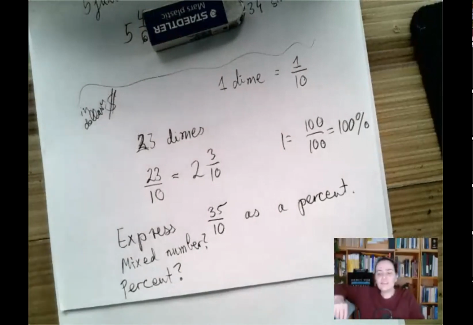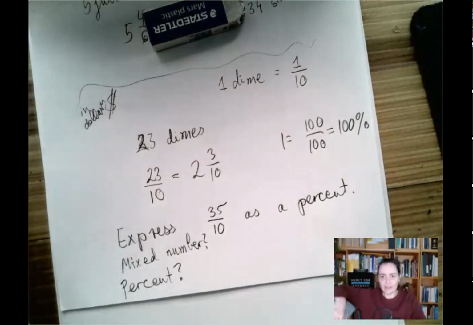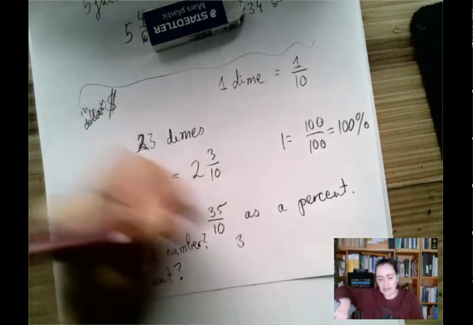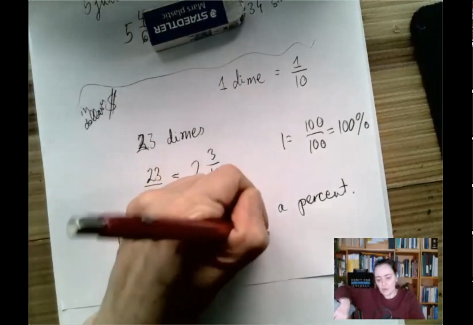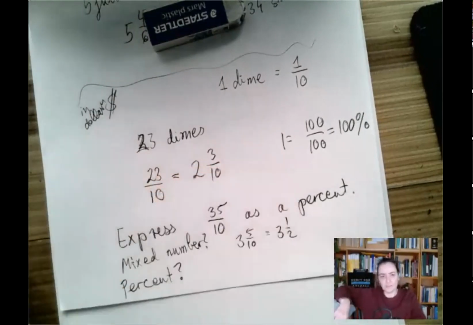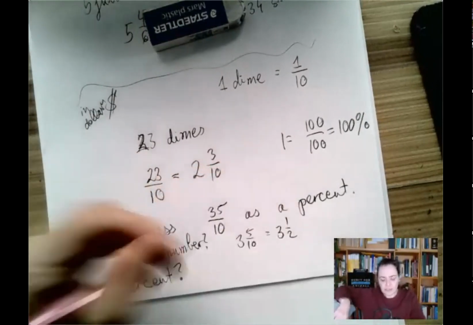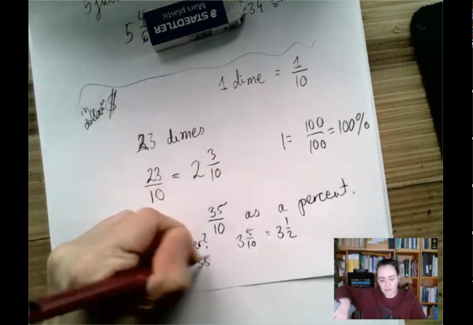No, 3.5%. So this is a good conversation to have. That's 3.5%. That's very, very small. That's 3%, right? That's not what you're trying to, it's 350%. So as a mixed number, it's 3 and 5 over 10 or 3.5, right? But as a percent, that is 35 over 10.